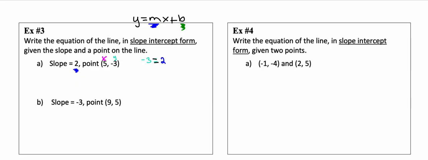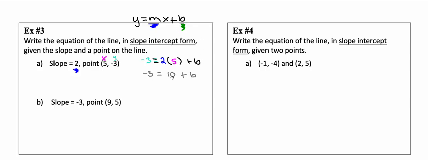Then we have m. M was 2, because that is our slope. Times, so now I'm going to multiply, parentheses, x. X was the 5. Then plus b. I do not know what the b value is, so I put plus b. The only variable we are missing now is b. We need to solve for b. So I have negative 3 equals 2 times 5, which is 10, plus b.